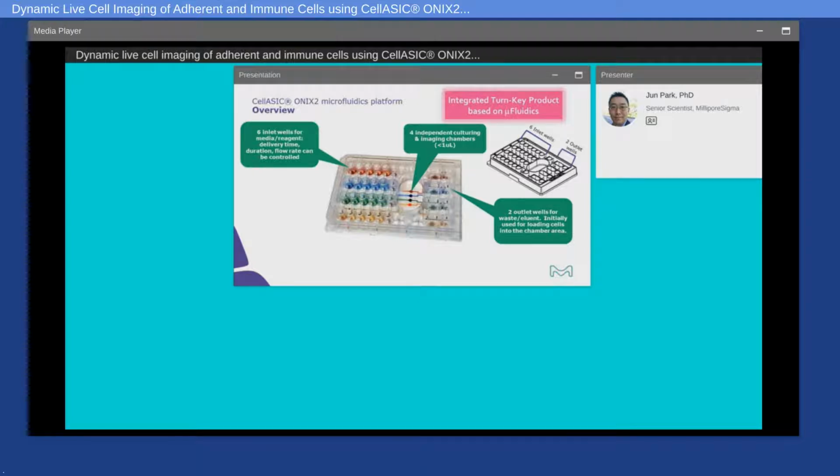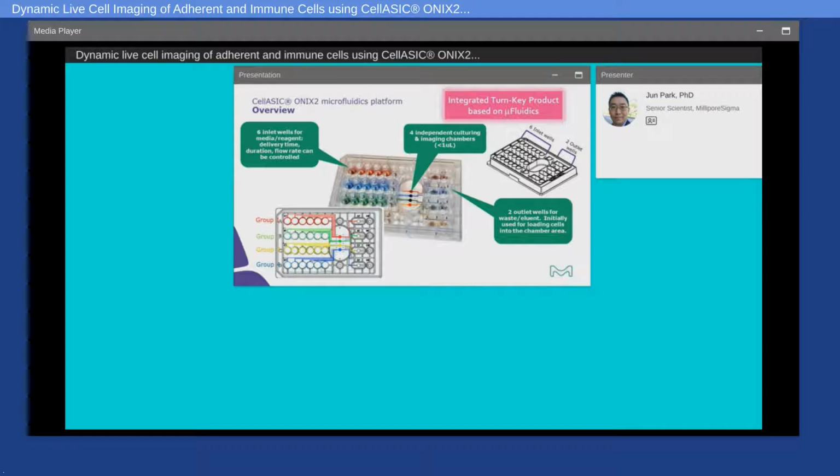Plate has 6 inlet wells on the left side and 2 outlet wells on the right side connected to the central tissue culture chamber area via microfluidics channel. As you can see in this cartoon, for each row, indicated as a group 1, 2, 3, and 4, all the individual wells within the group are connected to tissue culture chamber area via individual microfluidics channels, which are the colored lines. This enables up to 4 independent experiments to be conducted per plate.